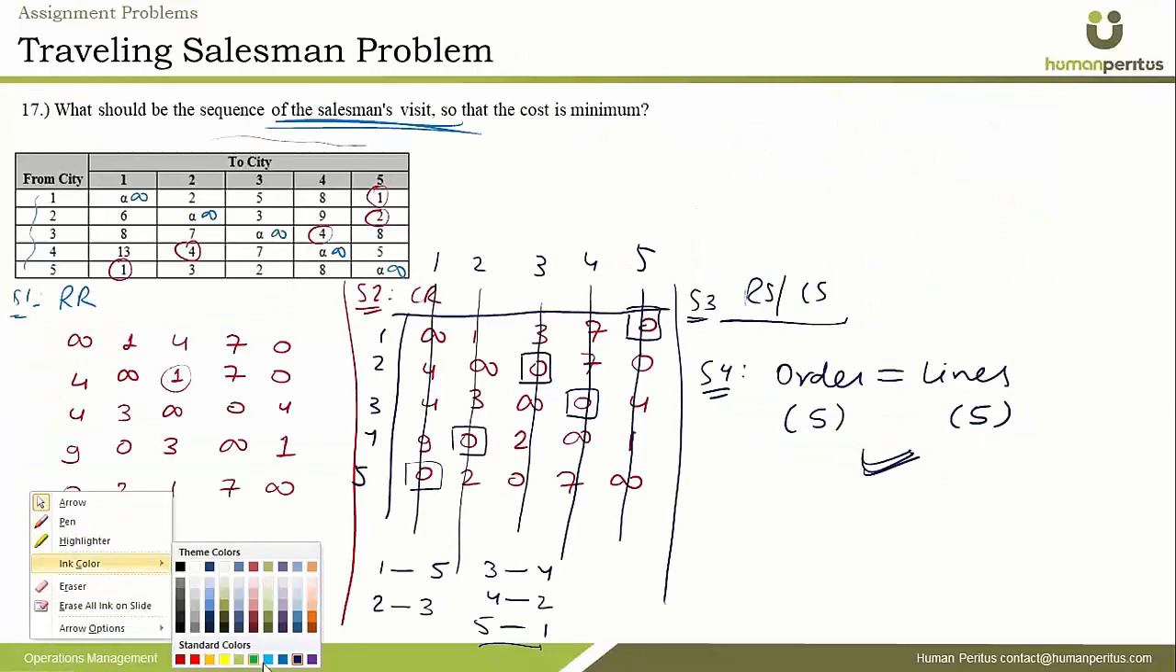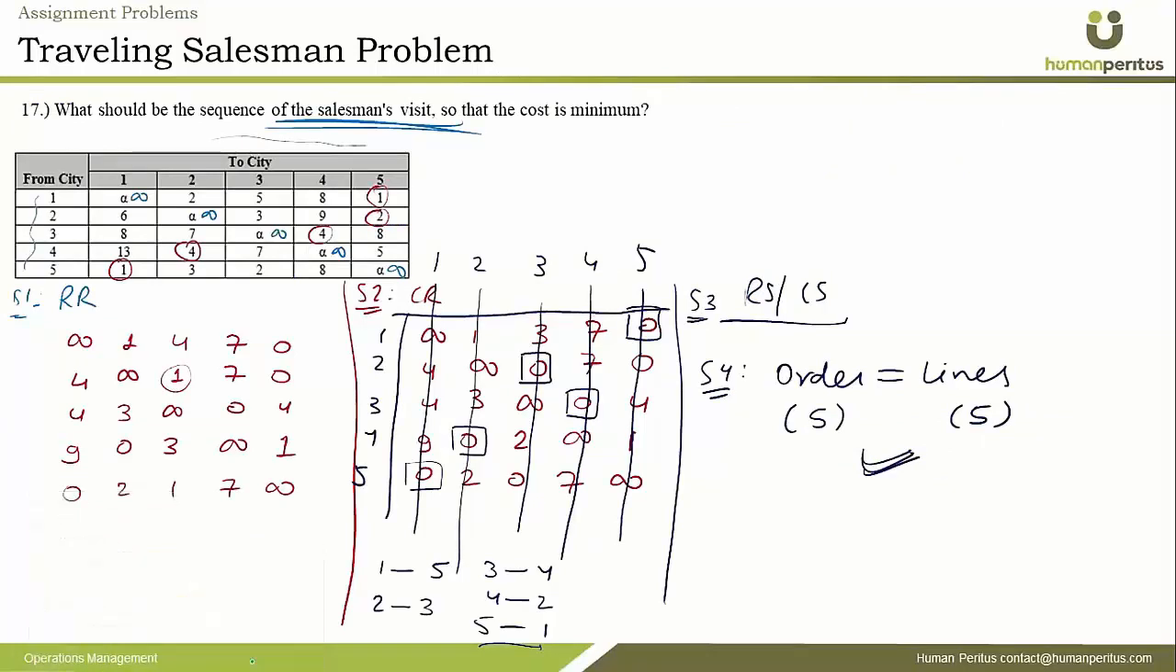Now again we will think with the logic. The logic says if the salesman goes from 1 to 5 and then again comes to 1, obviously the cost will increase, right? So this will not be the optimum solution. And what will be the next step is the new thing that we will try to understand here.